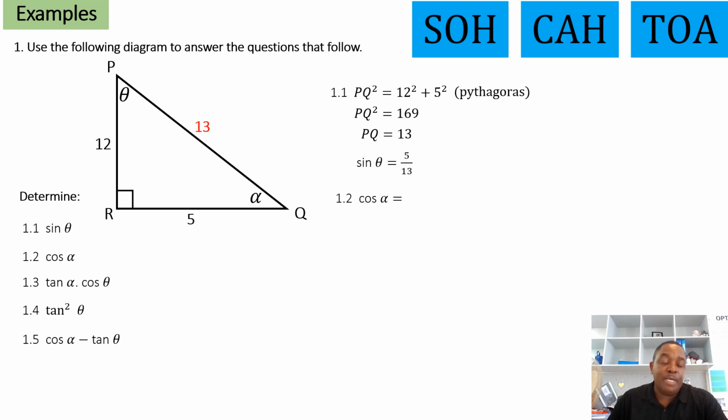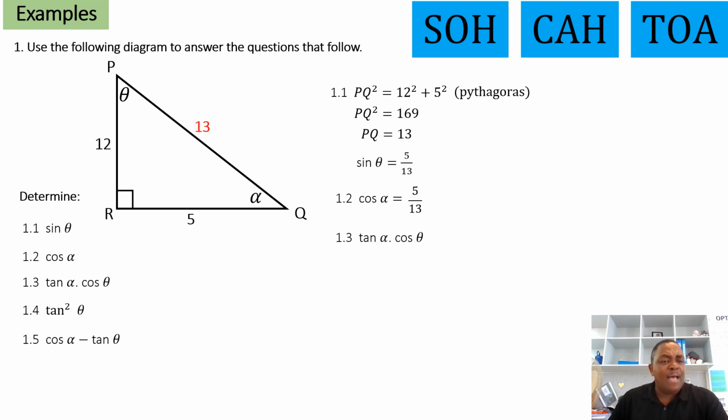In 1.2, we're asked now to find cos alpha. Now we don't need to start anywhere because our diagram has all the sides we need. Cos alpha, remember, the definition for cos is adjacent over hypotenuse. So adjacent to alpha is the side 5 and the hypotenuse is 13, so it's 5 over 13.